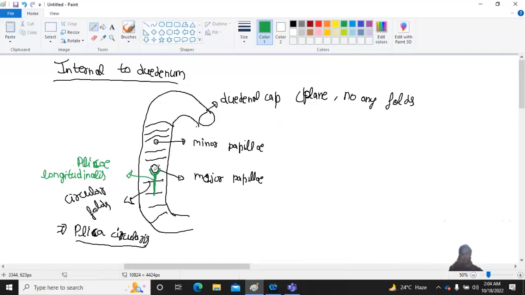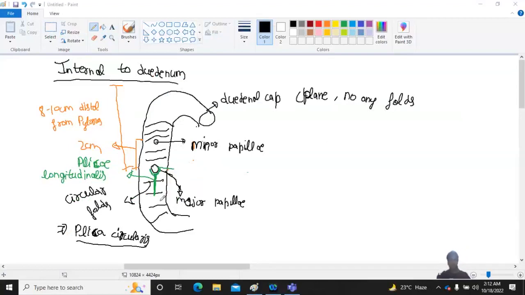And position, what about the major papilla and minor papilla? Basically, major papilla is 8 to 10 centimeter distal from the pylorus of the stomach. Here is the major papilla and this is the minor papilla. Minor papilla is around 2 centimeter above the major papilla. And what about the role of this? The duct of the pancreas and the bile duct all open into the major papilla.